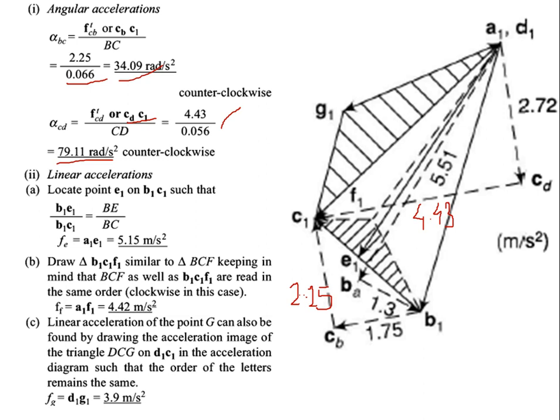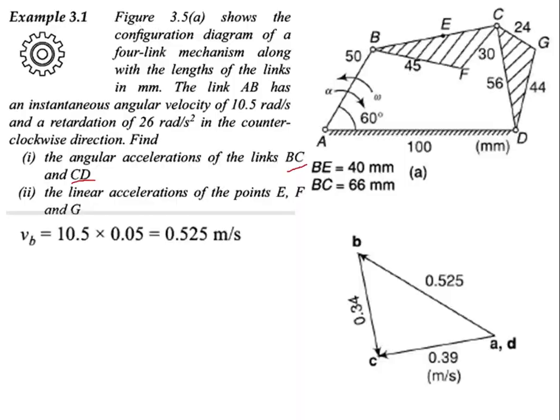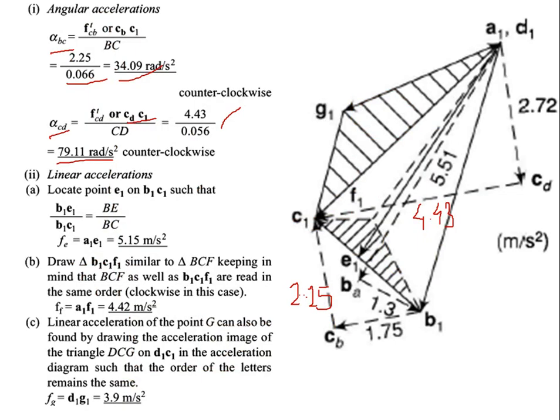So this is the first step of what is asked, that is alpha BC and alpha CD. Okay, so moving to the next part, what they have asked is the linear accelerations of points E, F and G. Okay, that is at this point and then this point. Point E is just the location between B and C, so that can be measured directly. Only thing you have to locate is point F and point G. That is a little bit separate. So first let us see for point E.